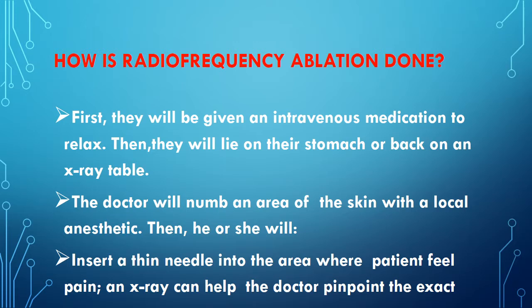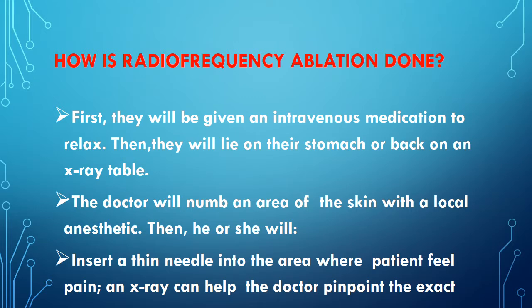So how is radiofrequency ablation done? First, an IV injection will be given to relax the patient and the muscles, and the patient will lie on the stomach or back on an X-ray table. Here the doctor will numb an area of the skin with a local anesthetic.